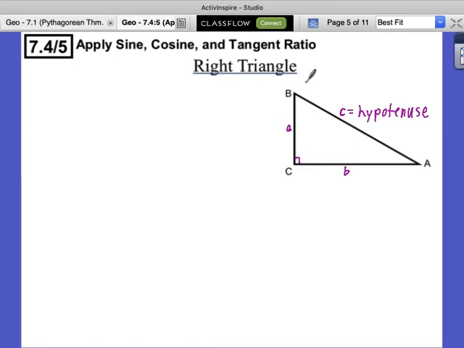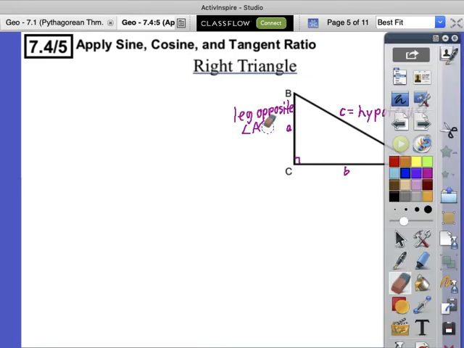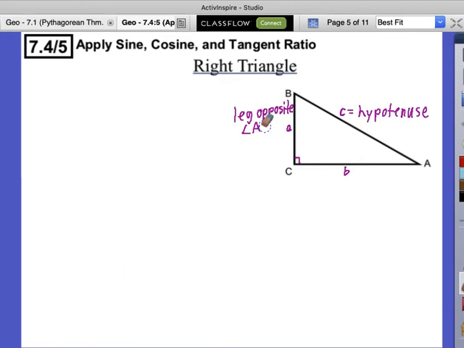So here's how we're going to differentiate which leg we're talking about. Where is this a located? In between C and B. Okay, that's a little bit lengthy. What about, is it opposite anything? Opposite angle A. So we can call this the leg opposite angle A. I'm going to put opp, or you can put OPP, for opposite. We're going to get used to this terminology, the leg opposite angle A.